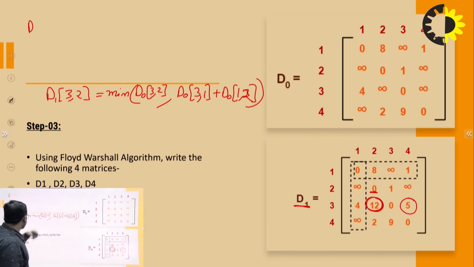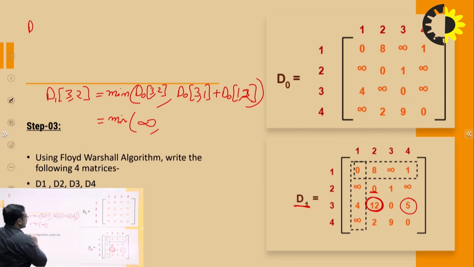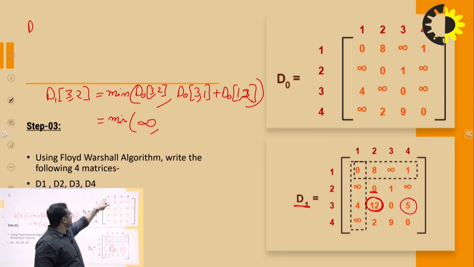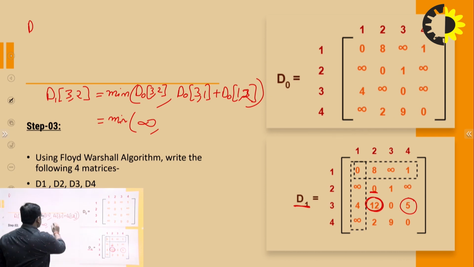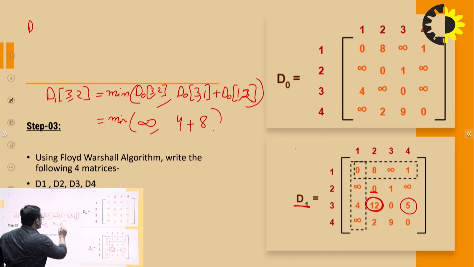Okay, let's try to do this. Minimum D0 3 2. D0 3 2 is infinity, so we can just write here infinity, comma, D0 3 1, that is 4, plus D0 1 2, that is 8. So you can easily see infinity and 12, what is the minimum value? 12. So we can put here 12.